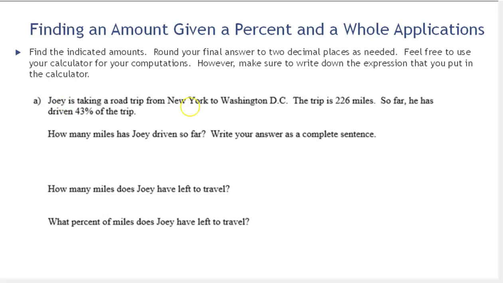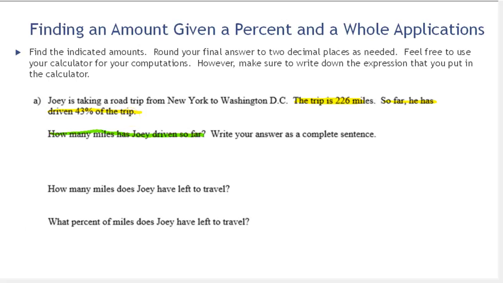Joey is taking a road trip from New York to DC. The trip is 226 miles, and so far he has driven 43% of the trip. So that is our given information, and our goal for this part is how many miles has Joey driven so far, and we're going to write our answer as a complete sentence. So notice that we're given the number of miles in the total trip, that will be our whole, and we're given the percent of the trip that he has driven so far.